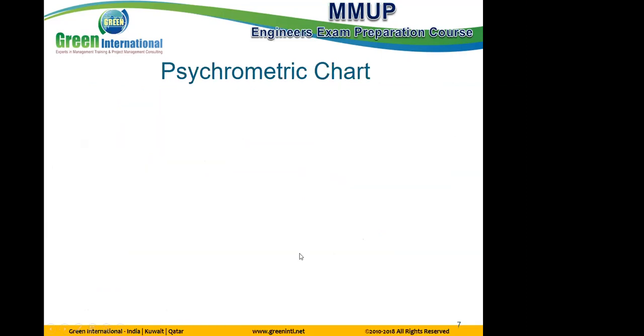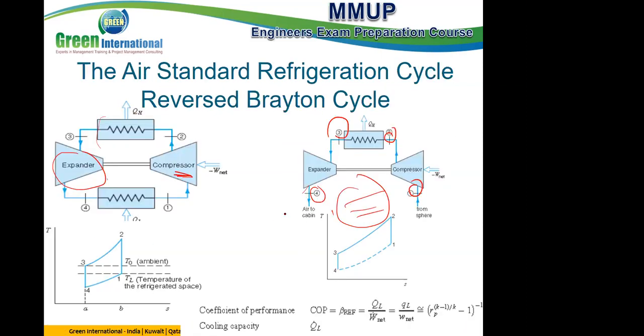The process is almost the same. One to two is the compressor, also isentropic. Two to three is constant pressure, same like here. Three to four is isentropic also.